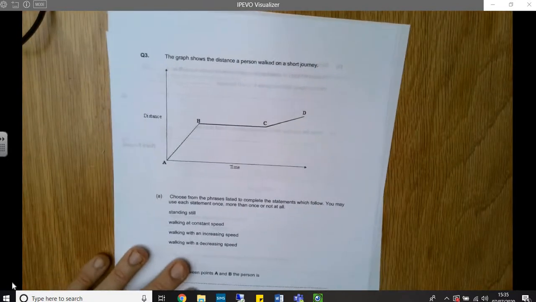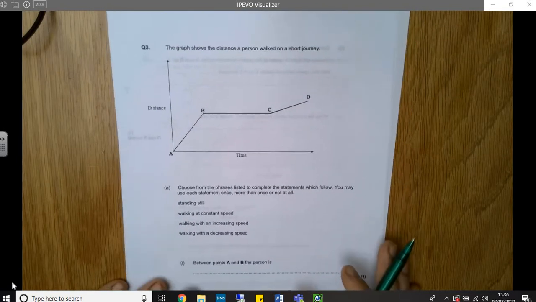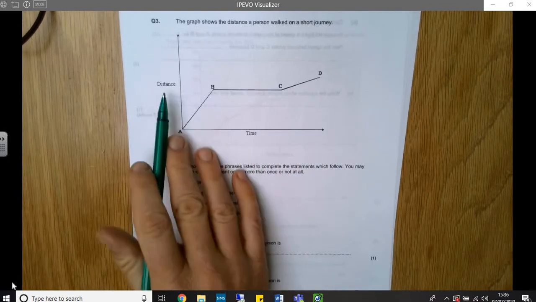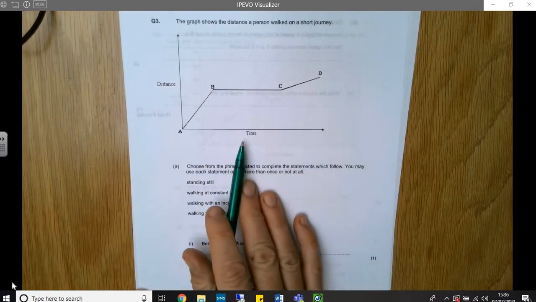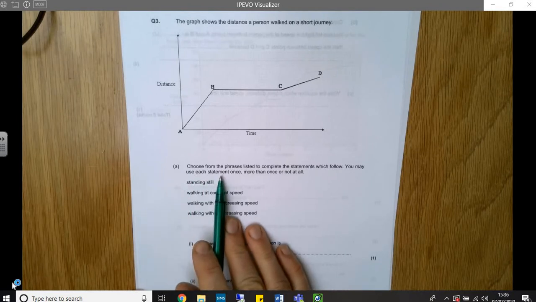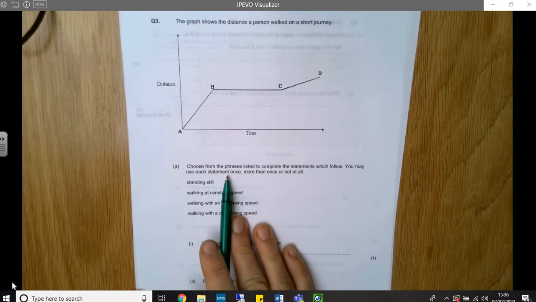Okay, let's move on to question 3. There's a graph here to show the distance a person walked on a short journey. Again, it's a distance time graph, so we're just reinforcing the same kind of information. It says choose from the phrases listed to complete the statements which follow. You may use each statement once, more than once, or not at all. So not all of them are necessarily going to get used, and we could use them more than once.